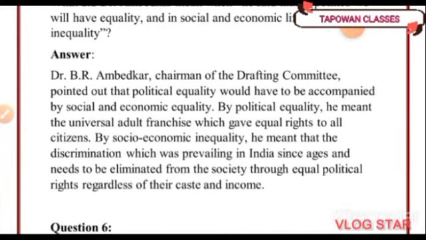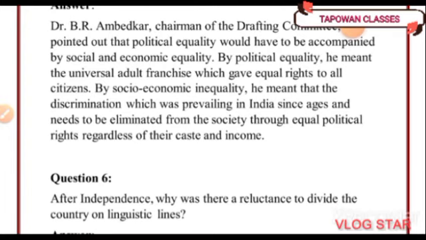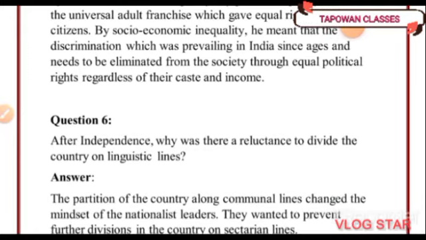Answer: Dr. B.R. Ambedkar, chairman of the drafting committee, pointed out that political equality would have to be accompanied by social and economic equality. By political equality, he meant universal adult franchise, which gave equal rights to all citizens. By social and economic inequality, he meant the discrimination that has been prevailing in India since ages and needs to be eliminated from society through equal political rights regardless of caste and income.